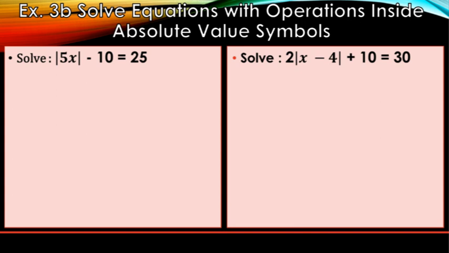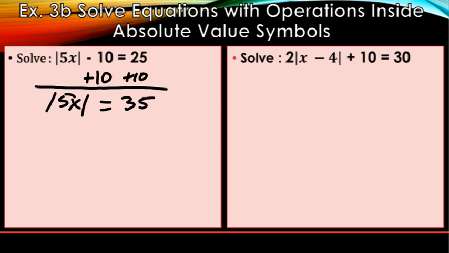So again, to get the absolute value by itself, we want to do the opposite of subtracting 10, which is adding 10. Now the absolute value of 5x equals 35. This is telling me that whatever that value is, it's 35 steps to the right and 35 steps to the left of 0. So I can write this as two equations: 5x equals 35 and 5x equals negative 35.